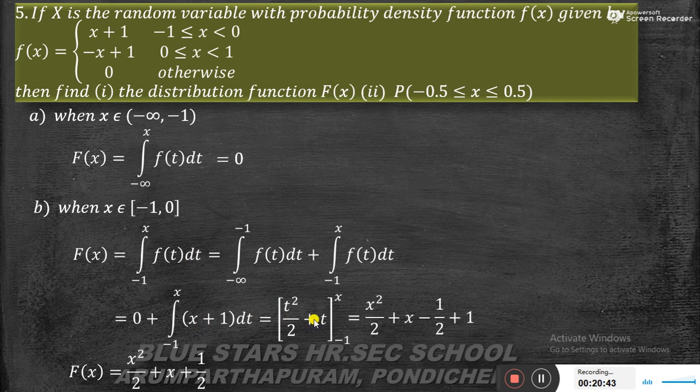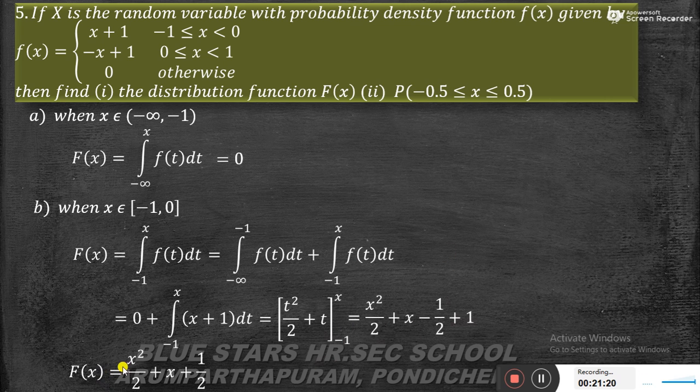Integration of t is t square by 2, plus integration of 1 is t, with the limits minus 1 to x. First I substitute the upper limit, so x square by 2 plus x, minus I substitute the lower limit t equal to minus 1: minus 1 whole square is plus 1, so 1 by 2 plus, substituting t equal to minus 1, minus 1 plus 1, that means minus of 1 by 2 minus 1. I multiply the minus in the factor, so minus 1 by 2 minus of minus 1 plus 1.